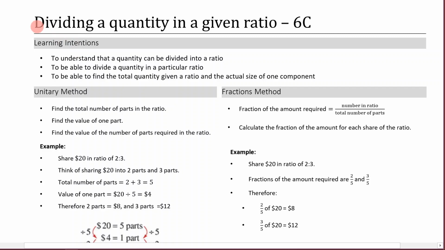This is exercise 6C, which is called dividing a quantity in a given ratio. Our learning intentions are to understand that a quantity can be divided into a ratio, to be able to divide a quantity in a particular ratio, and to be able to find the total quantity given a ratio and the actual size of one component. Perfect.